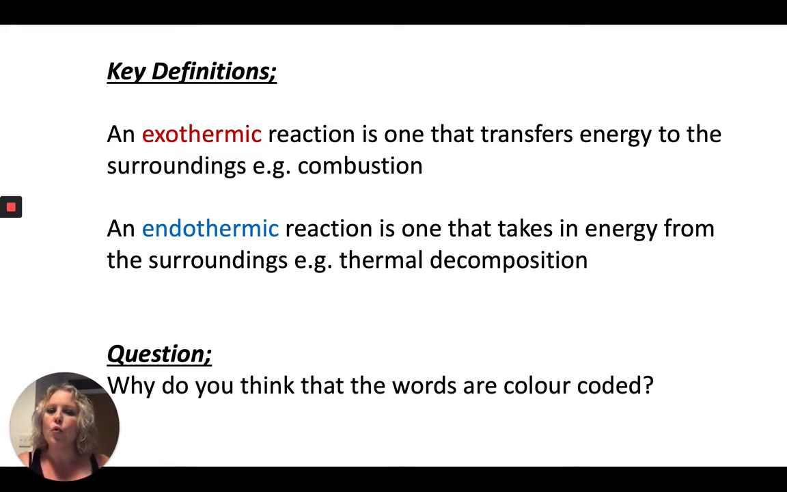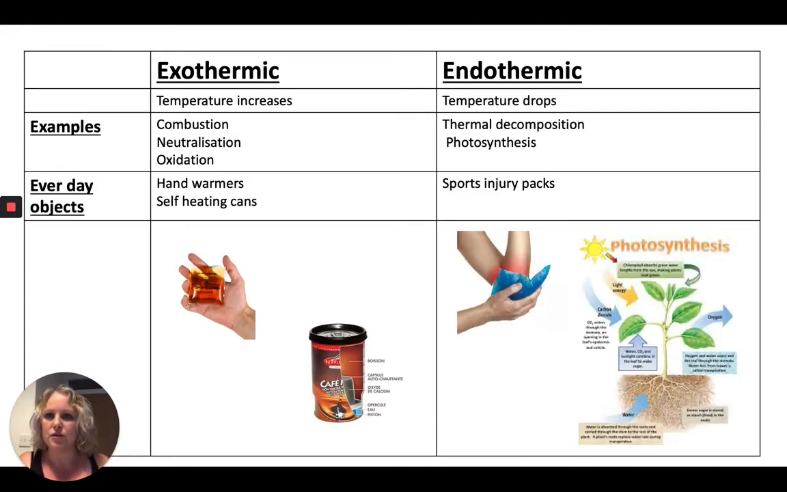Okay, so why do you think I've color-coded those words? Because endothermic reactions actually cool down because they're drawing energy out of the surroundings. They'll start to feel cooler, whereas exothermic reactions are hot and they release a lot of energy. Big reactions. Okay, so in exothermic reactions, the temperature will increase.